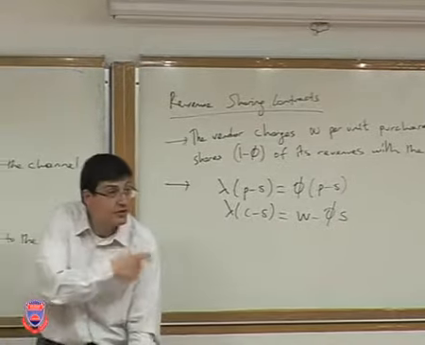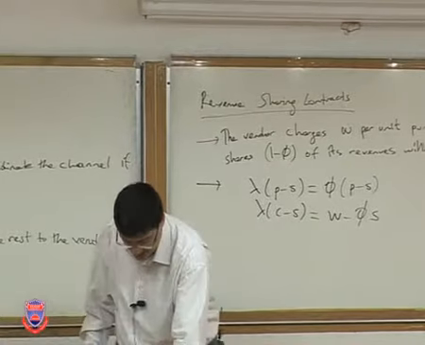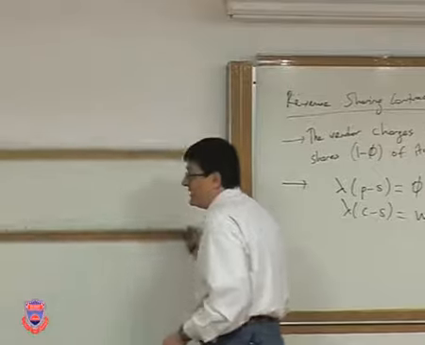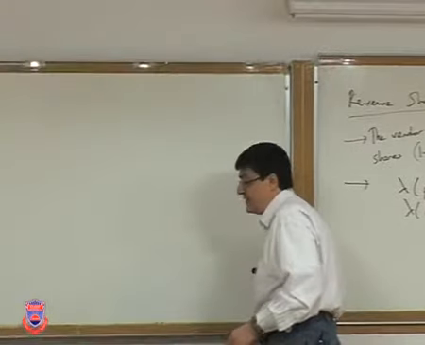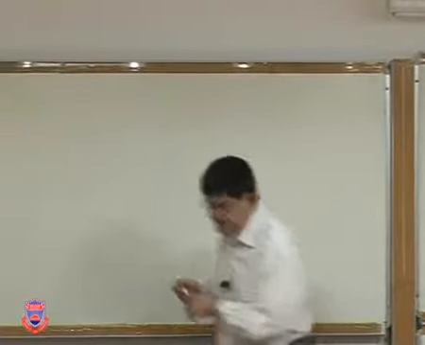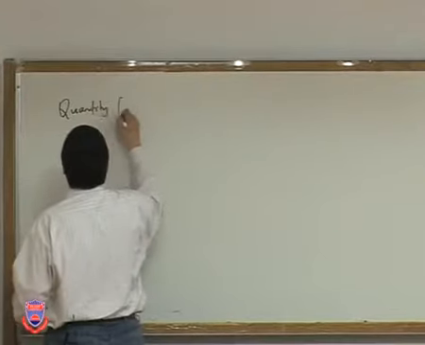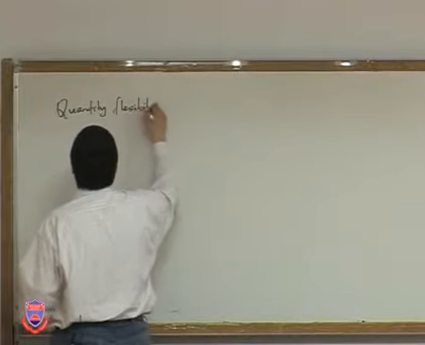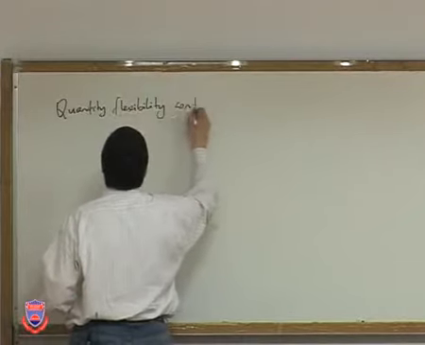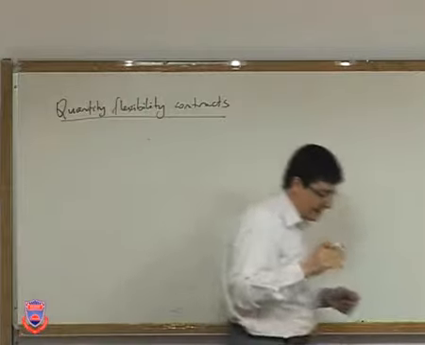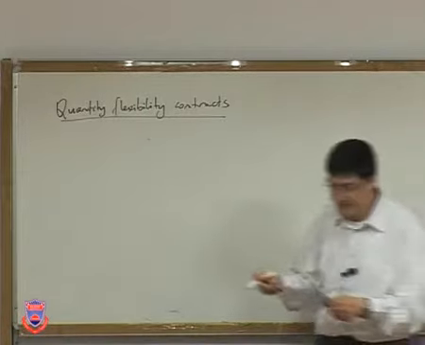Okay, any questions on this? Okay, now let's talk about another one. This is called the quantity flexibility contracts. This is like the buyback, but it has some different features.